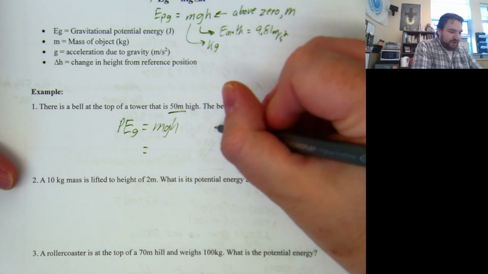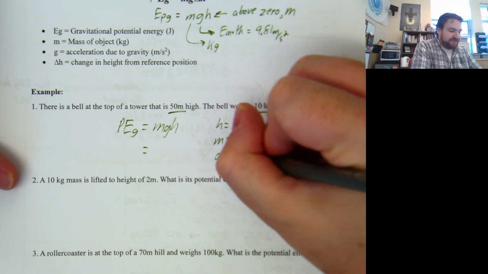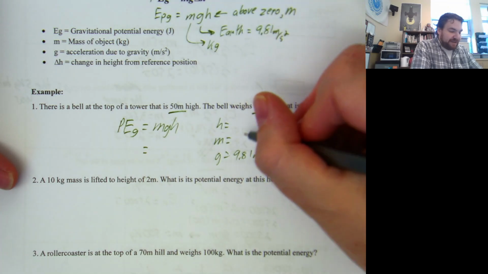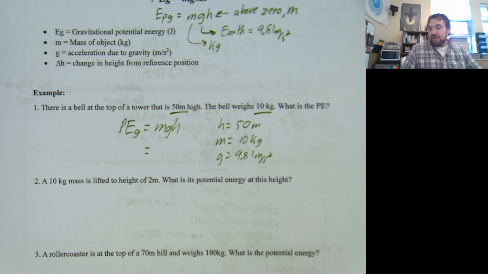Well, just like before, we know h is, we know mass is, and we know g is 9.81 meters per second squared. The mass of the bell is 10 kilograms, and the height of the object is 50 meters. Again, to put that into perspective for you, 50 meters is like 17 stories. It's on the 17th floor of a building, or bell tower or whatever.